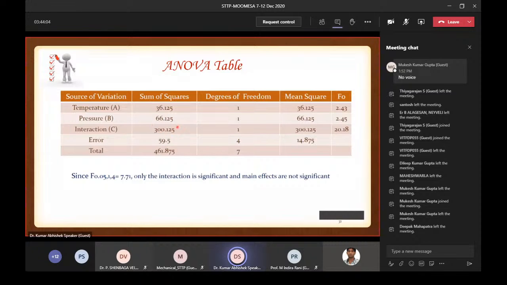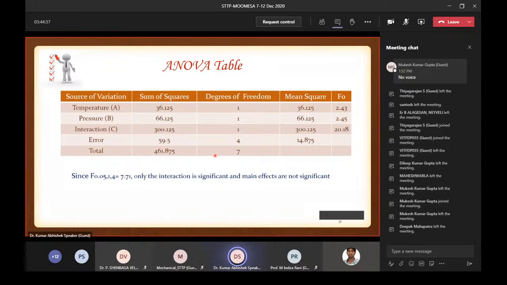If you combine these factors as the source of variation and subtract from the total value, this will give the error sum of square. Now if you look at the degree of freedom, since temperature is varied into two levels, the degree of freedom is 2 minus 1, that is 1, and the pressure is 2 minus 1, 1, and the interaction is 1 into 1, so the degree of freedom is 1 for the interaction.